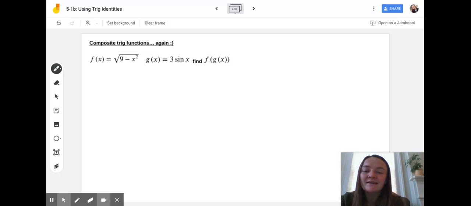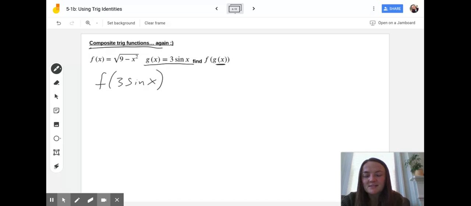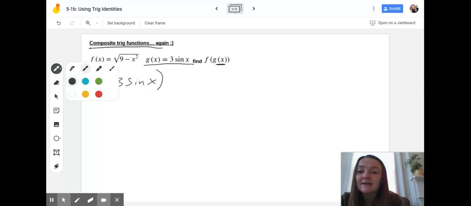So let's go ahead and evaluate this composite function. First thing I'm going to do when I evaluate a composite is replace what's in the middle with what I know. So g of x is 3 sine of x. So I really want to find out, hey, what's f of 3 sine of x? Really what this is saying is anytime I see an x in the f of x function, I want to replace it with 3 sine of x. So 3 sine of x needs to be replaced for x in both instances.